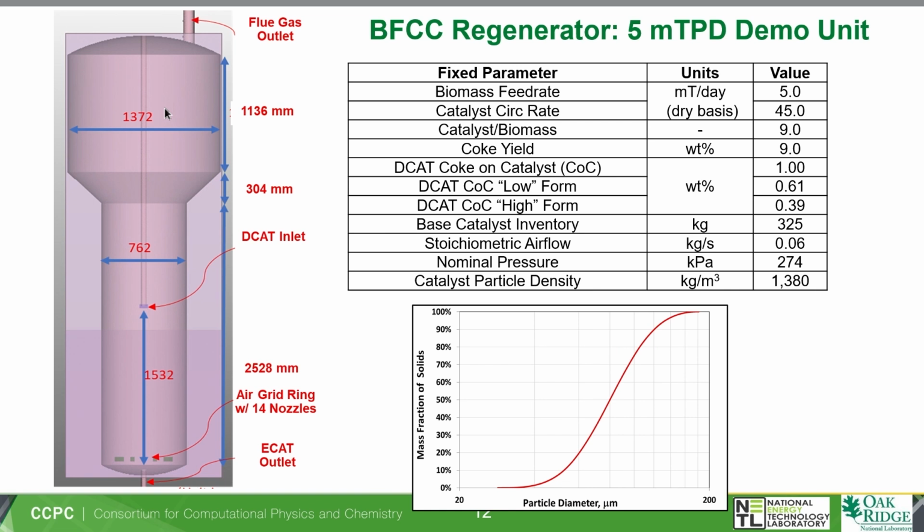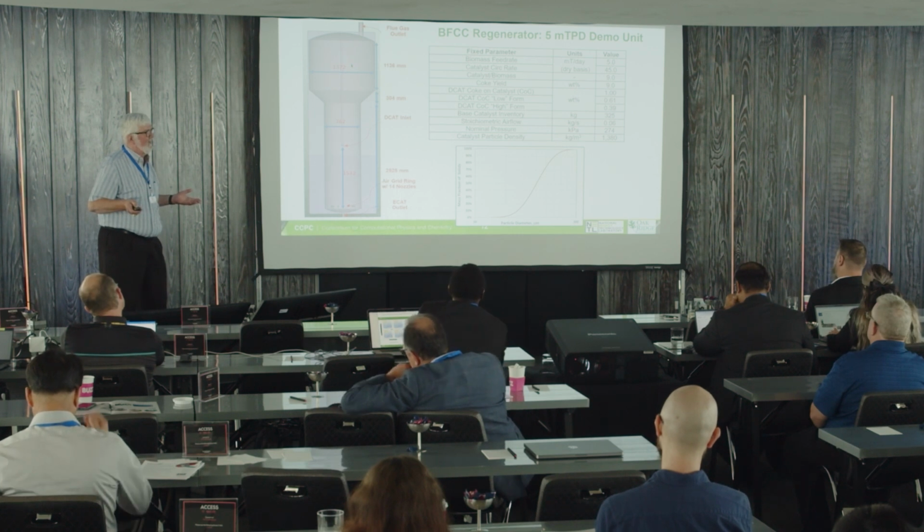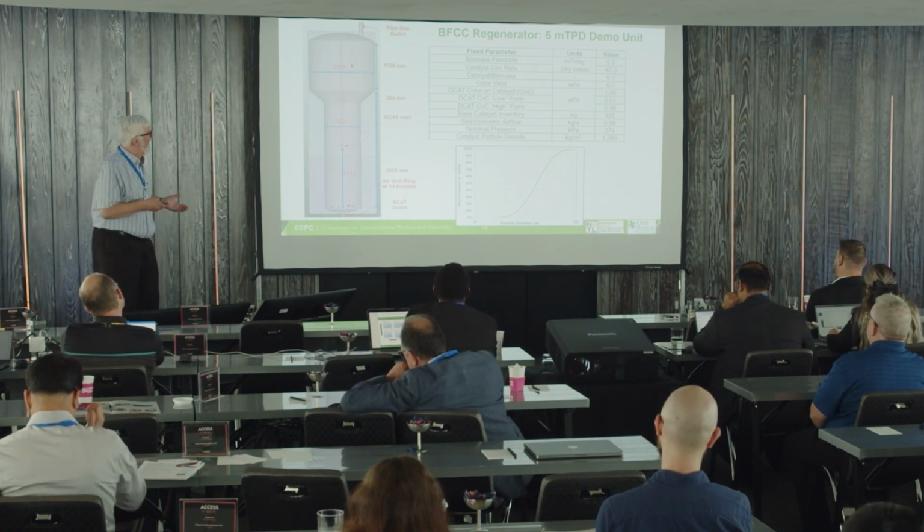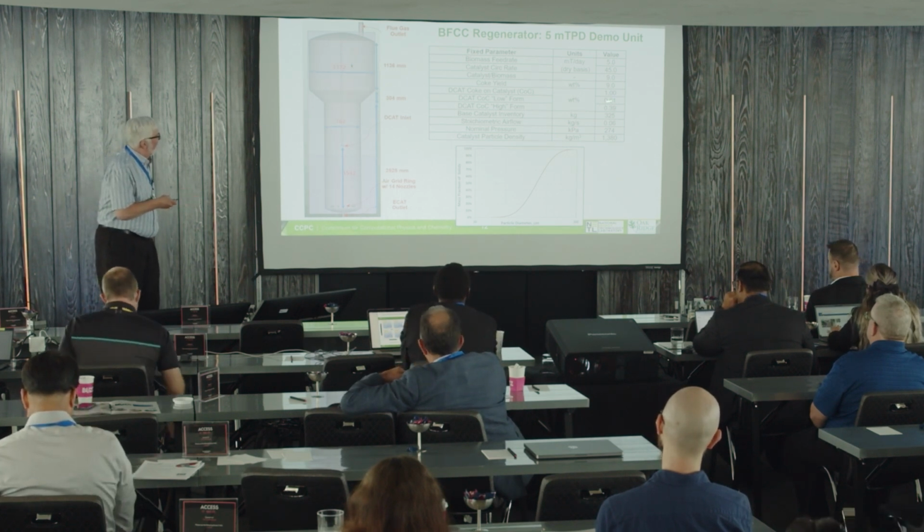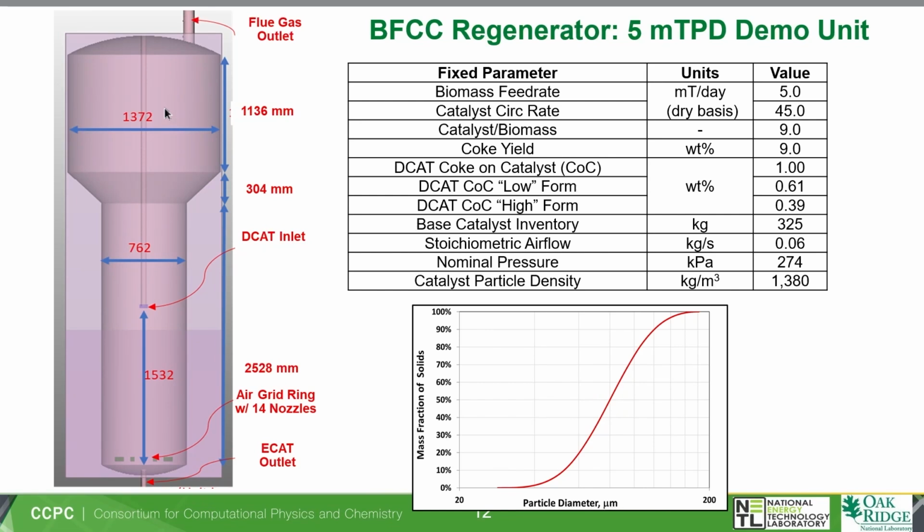So that was by choice. We wanted to start with those kinds of long residence times and then see where we ended up, okay? You can see the other, I do have the low and high temperature form of carbon, 1% coke on catalyst, since we've got 9% coke yield.